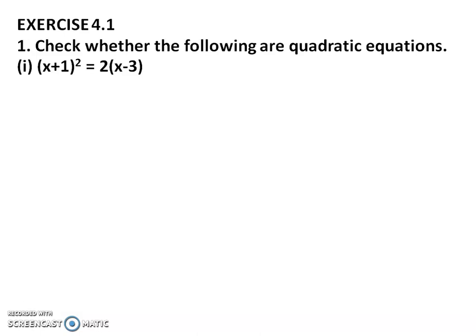First, left hand side. X plus 1 the whole square. Expand it. Which identity will you use? You will use a plus b the whole square. Let's see. X plus 1 the whole square is equal to x square plus 2x plus 1. And I removed the RHS bracket also. 2 into x is 2x and 2 into negative 3 is negative 6.